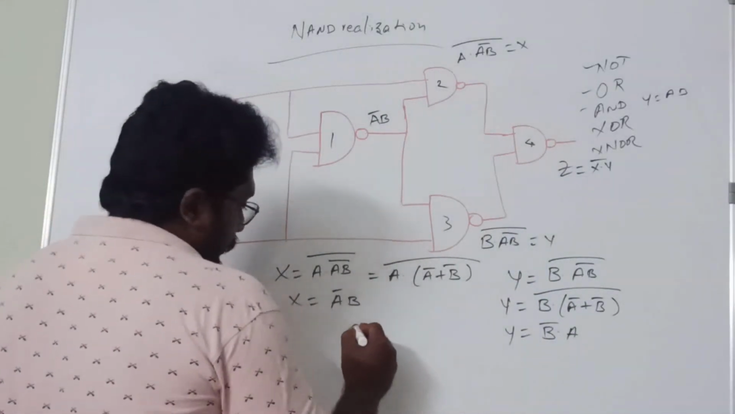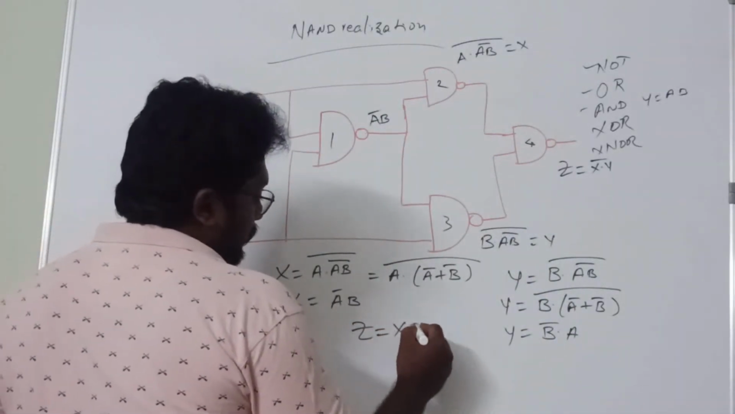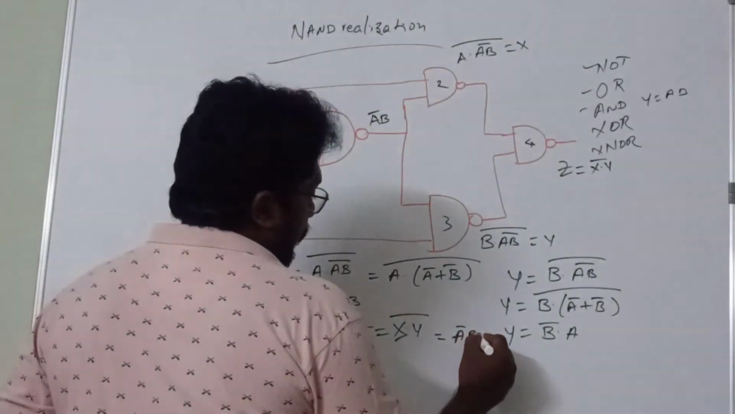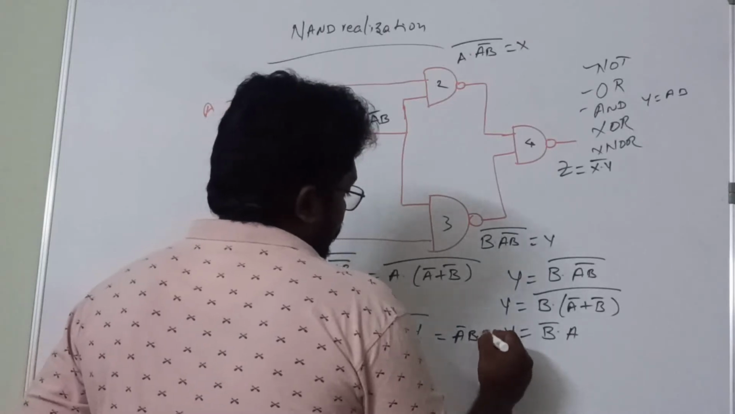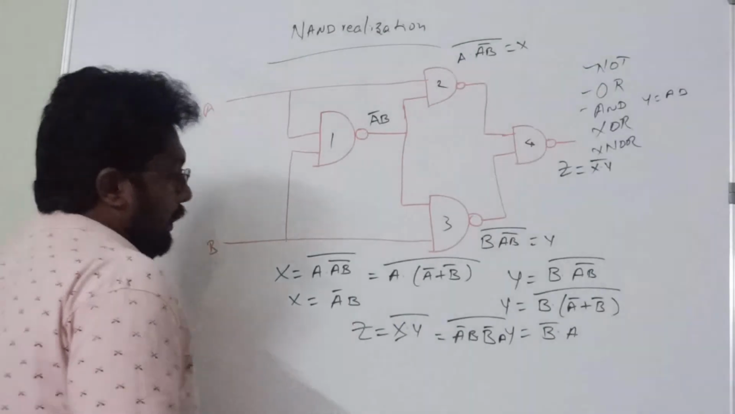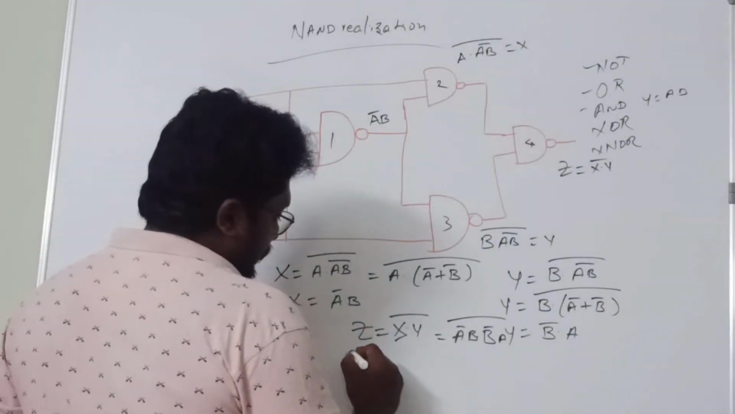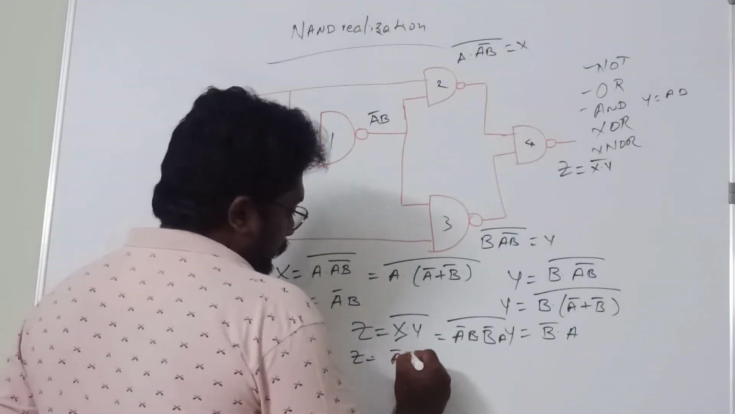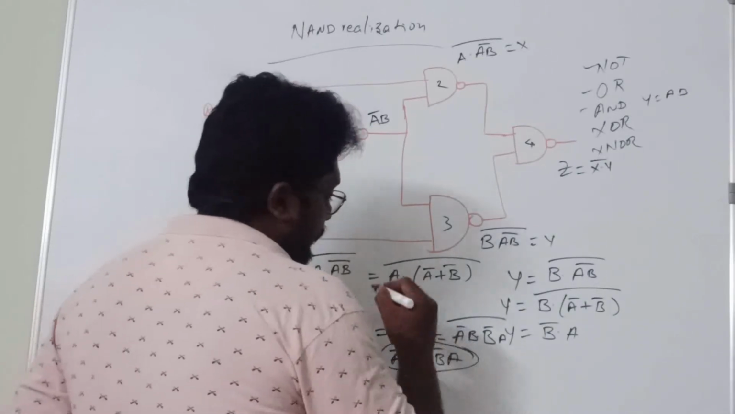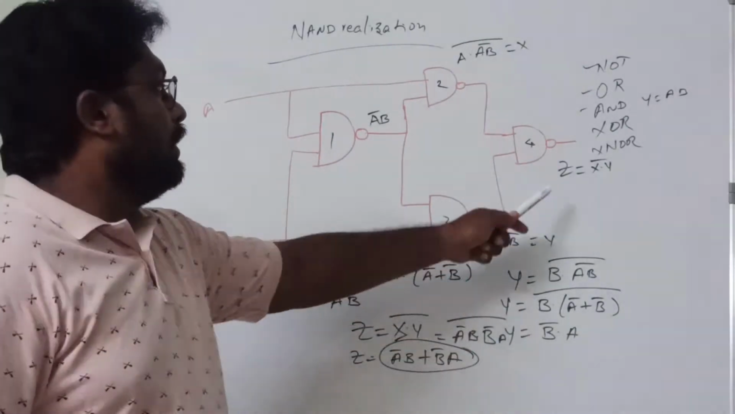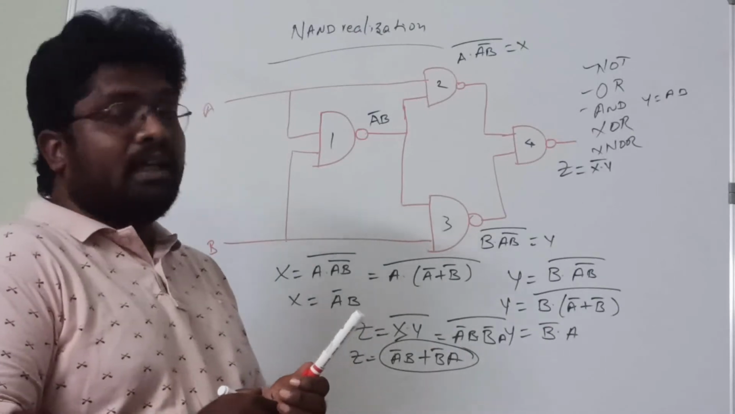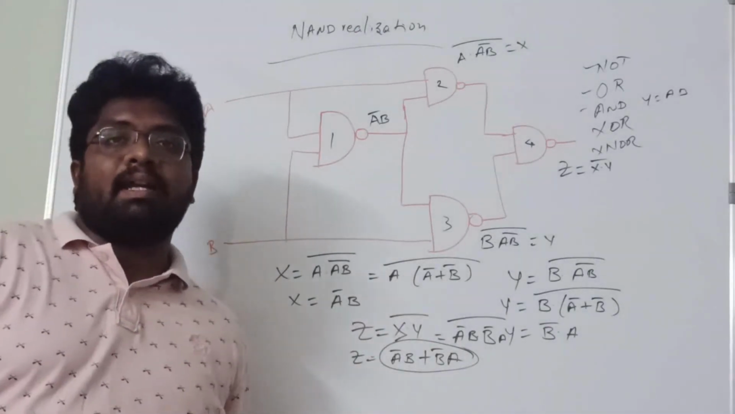So the final output is Z. Z is equal to X dot Y whole complement. So here X is A complement B, and Y is B complement A, whole complement. So according to De Morgan's law, it will become A complement B or B complement A, and this is the final output of the XOR gate. So this is how we will be realizing the XOR gate by using the NAND gates.